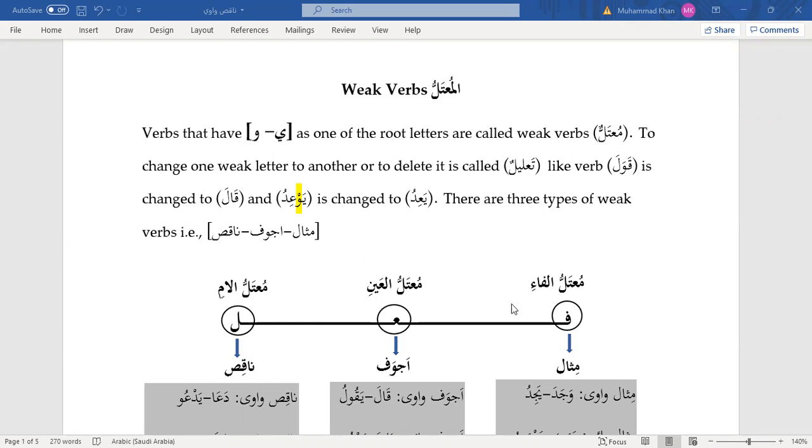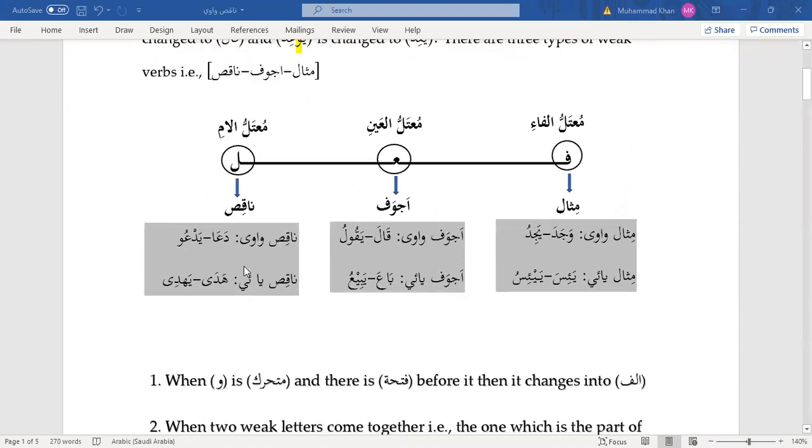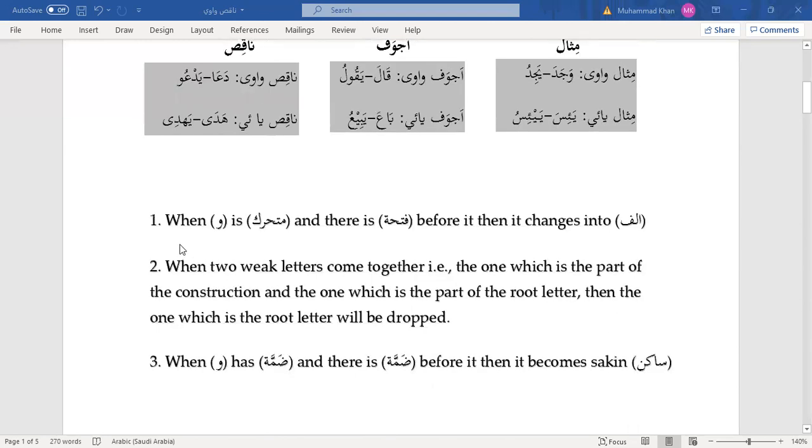We are discussing Mu'tallul Lam, which is called Naqis. In the previous lesson, we discussed Naqis Wawi, which is Da'a Yad'u, and the changes. So let's have a quick review of Naqis Wawi first, and then inshallah, we are going to start Naqis Ya'i.